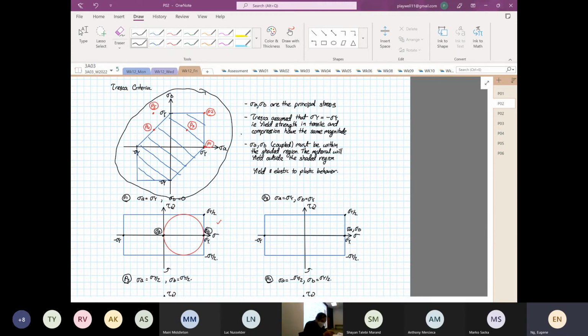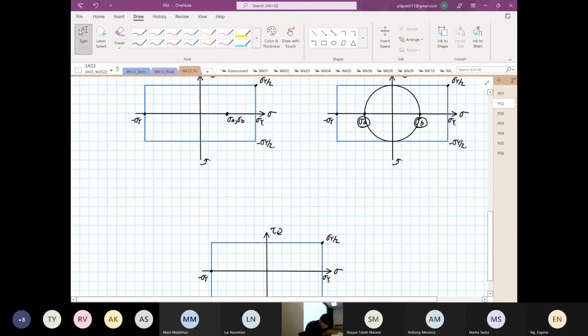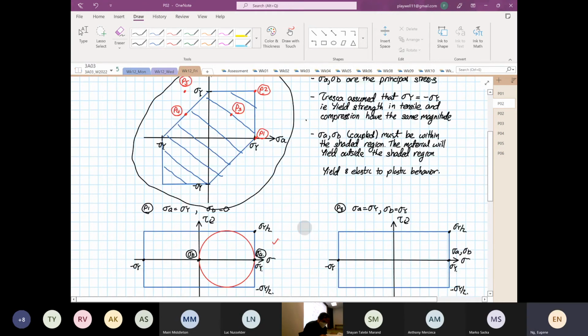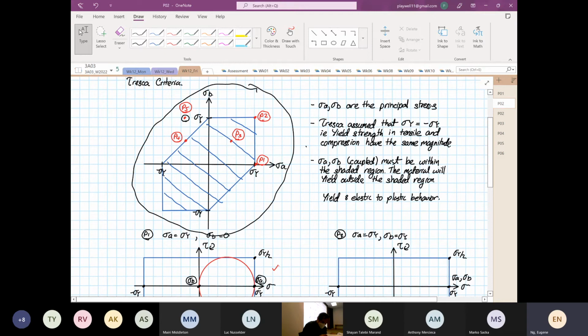Okay, and then if we have a P5 condition, so P5, a P5 condition is where stress A is equal to minus stress Y over 2, and stress B is equal to stress Y. Okay, like over here, you can see P5. So it's minus stress Y over 2 and stress Y for stress B.